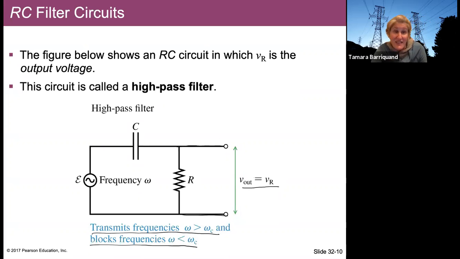So what we have seen is that RC circuits are even more useful when we use AC, because when we have an AC circuit that has both a resistor and a capacitor, we can create a low pass filter or a high pass filter.